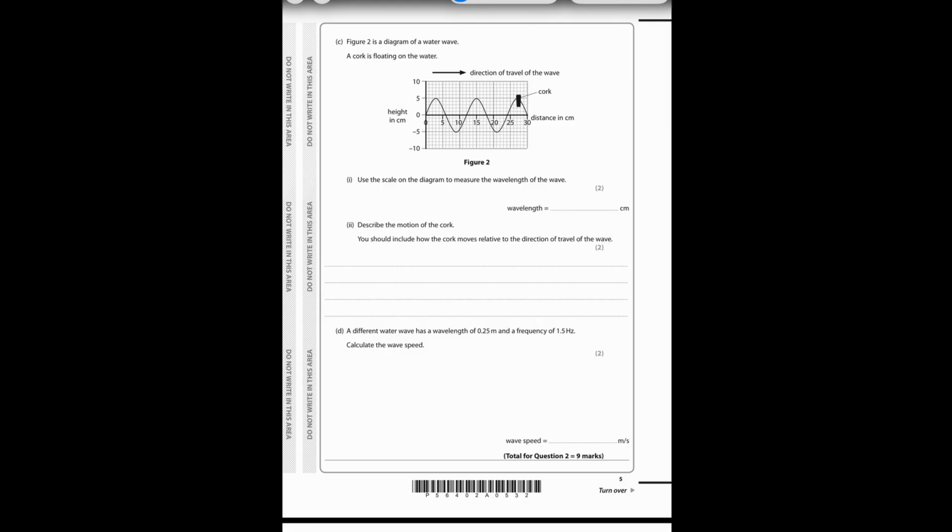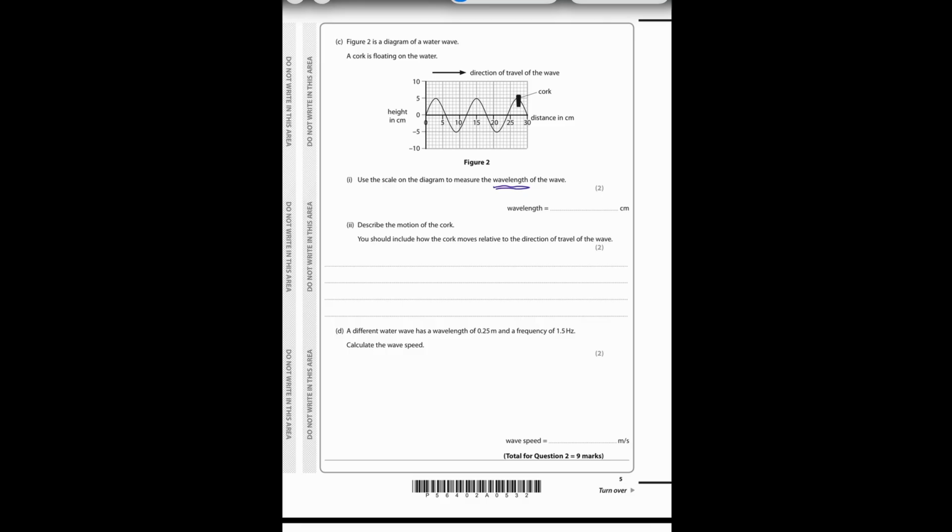I'm looking for an excuse to draw on this to show the examiner that I take readings from a graph. So let's take a look at the question. It's saying use a scale and diagram to measure the wavelength of the wave. The key word in there is obviously wavelength. So the examiner is testing me, do I know what is meant by the wavelength of the wave?